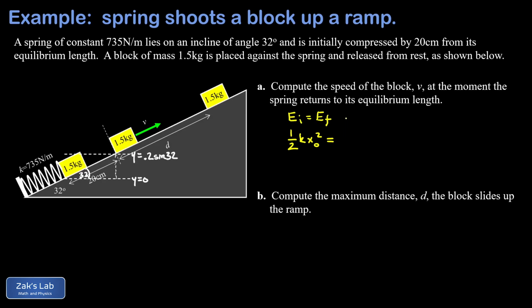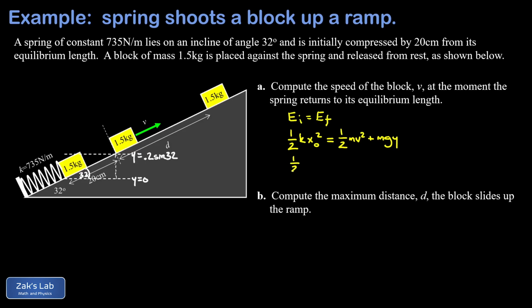So I go back to my energy conservation equation, and in the final state here, I have kinetic energy, 1/2 mv squared, and it's the v that we're looking for. And I have gravitational potential energy, and that's going to be mg times y final, where y final is 0.2 times the sine of 32. Now I should be able to just plug everything in and solve for v.